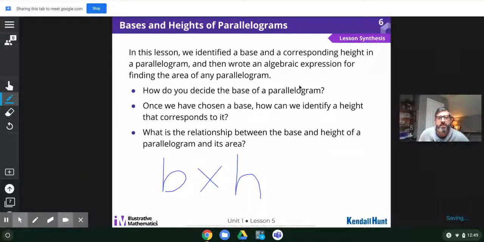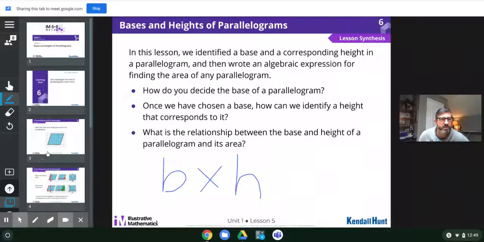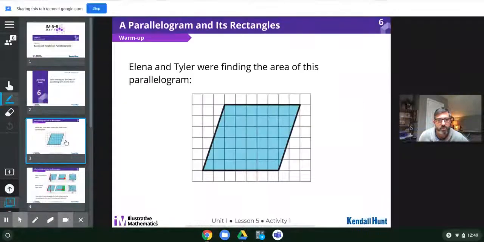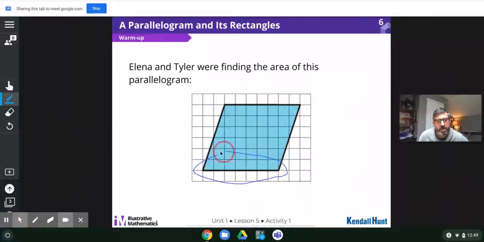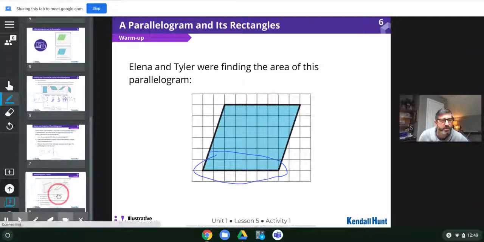So how do you decide the base of a parallelogram? Well, you can choose any line segment that you want. So let's go back to the very beginning. If we wanted to find the base of this parallelogram, we could choose any of these lines that we wanted. I usually like going for the line that's in the bottom, just because it makes it easier for me, but that's up to you.